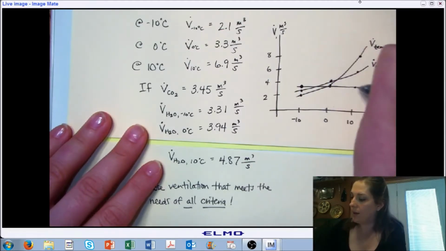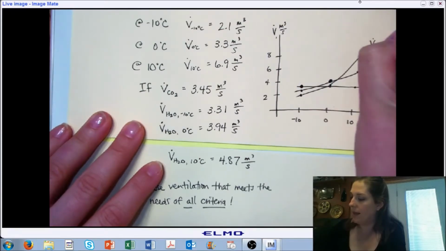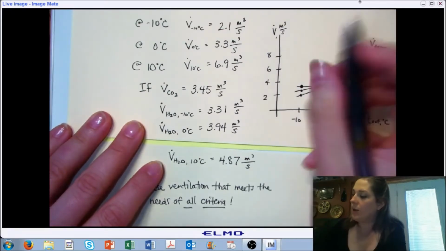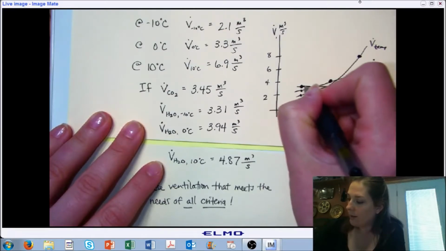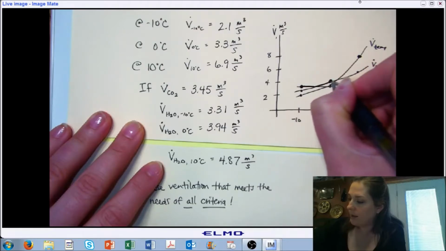Right. And at 0, it looks like we're going to be controlling for moisture. And at 10, we'll be controlling for temperature. So your actual ventilation curve, or your ventilation required curve, is going to look something like this.